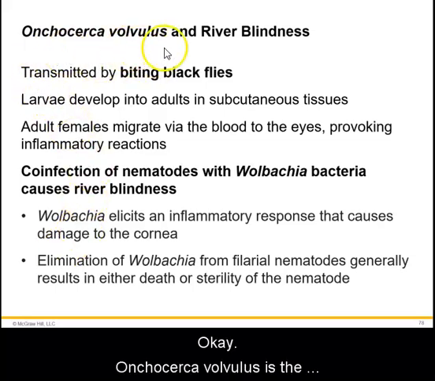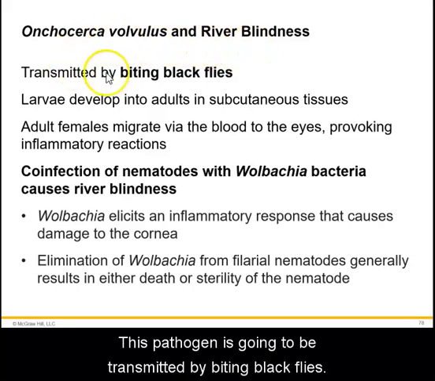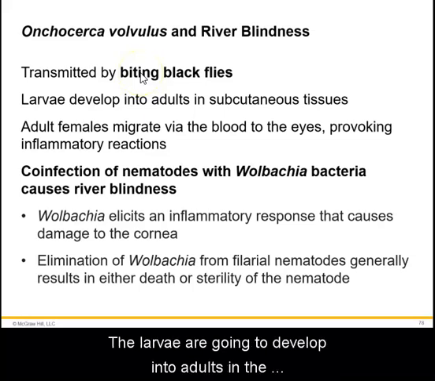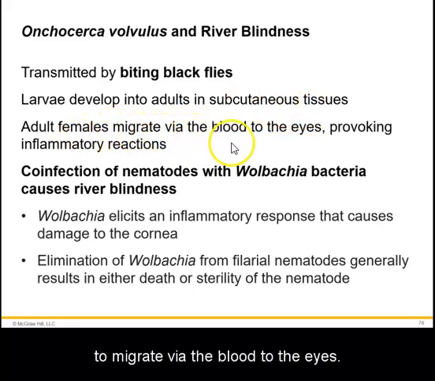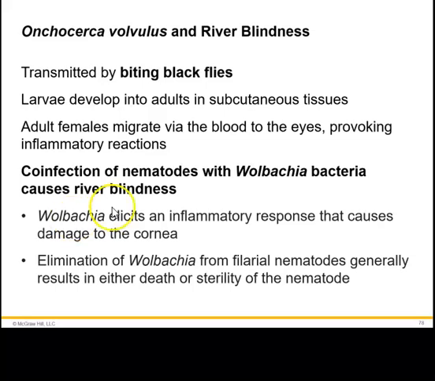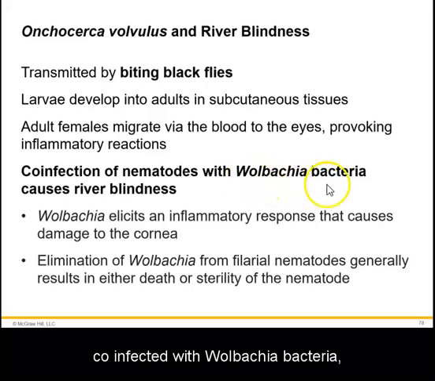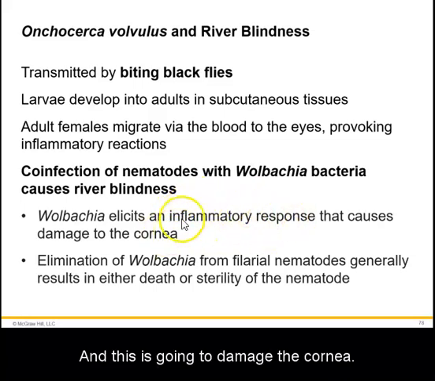Okay, Onchocerca volvulus is the causative agent of river blindness. This pathogen is going to be transmitted by biting black flies. The larvae are going to develop into adults in the subcutaneous tissues. From there, the adult females are going to migrate via the blood to the eyes, and this is going to provoke an inflammatory reaction. Now, with nematodes that are also co-infected with Wolbachia bacteria, you're going to see a huge inflammatory response in the eye, and this is going to damage the cornea, and this is what causes river blindness.